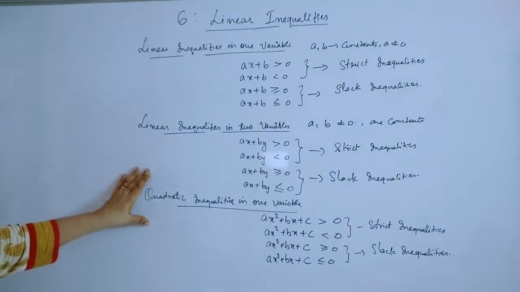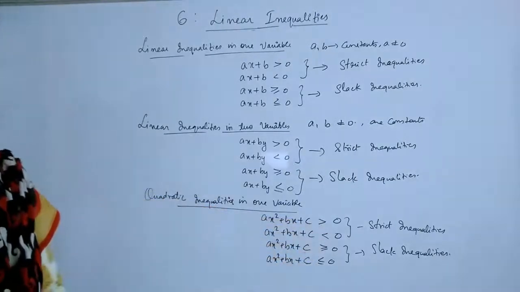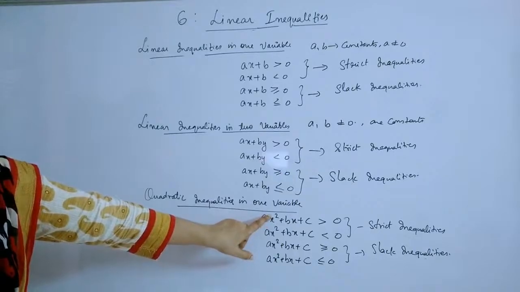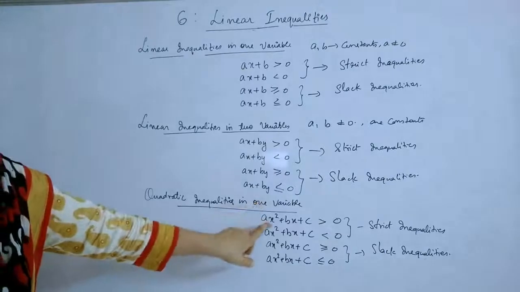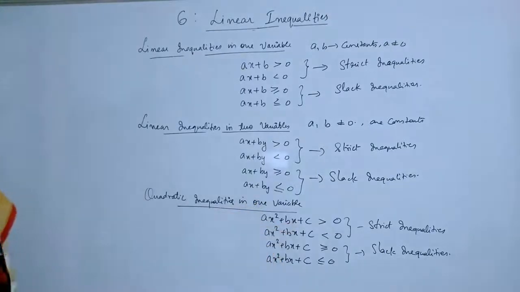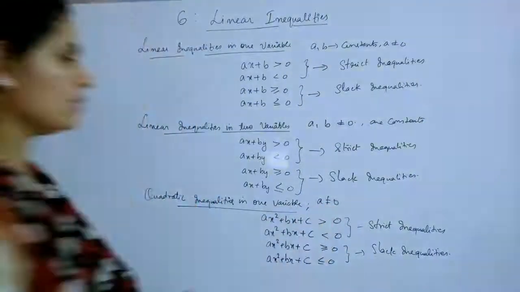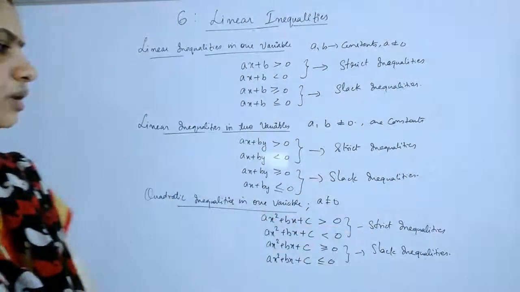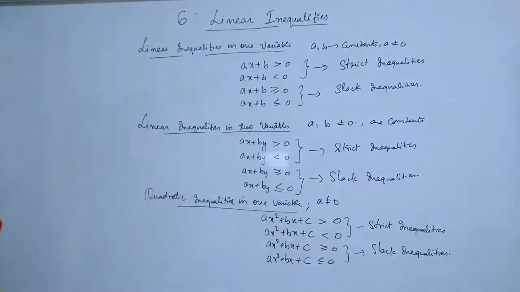The third type is ax square plus bx plus c greater than 0, less than 0, greater than or equal to 0, less than or equal to 0. But you can see that the power, or the degree, of x here is 2. That means it is not linear. It is a quadratic inequality in one variable. Why one variable? Because you have only x as the variable. The remaining a, b, c are constants with a not equal to 0, so that it will be quadratic. Again, less than and greater than are included in strict inequality, and greater than or equal to 0 and less than or equal to 0 are slack inequalities.